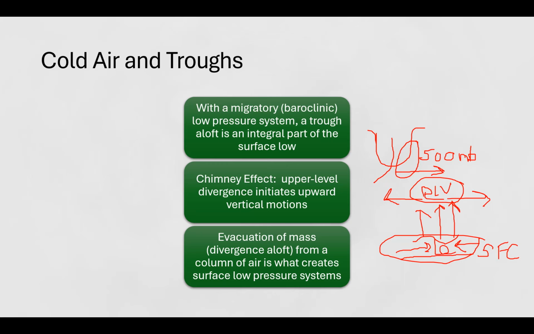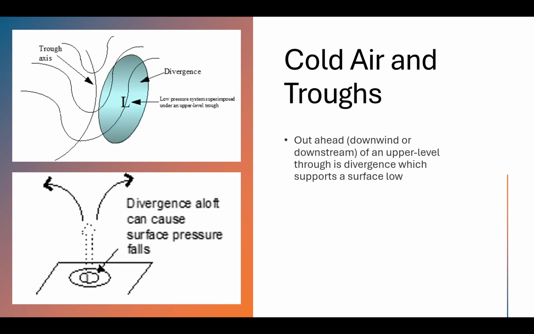But this is the chimney effect. We talked about the chimney effect as being upper level divergence aloft, over low level convergence at the surface, which results in upward vertical motion. That's a chimney effect. So with cold air and troughs, out ahead of the trough axis, or troughs in general, downwind or downstream of it, you're going to have divergence, which supports surface low pressure development.